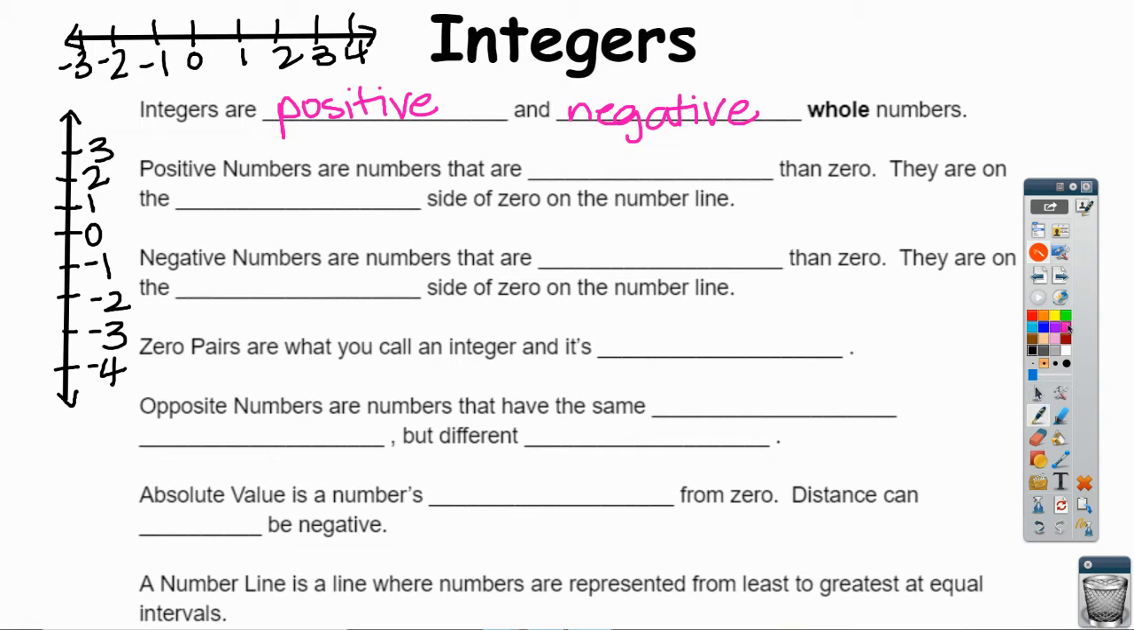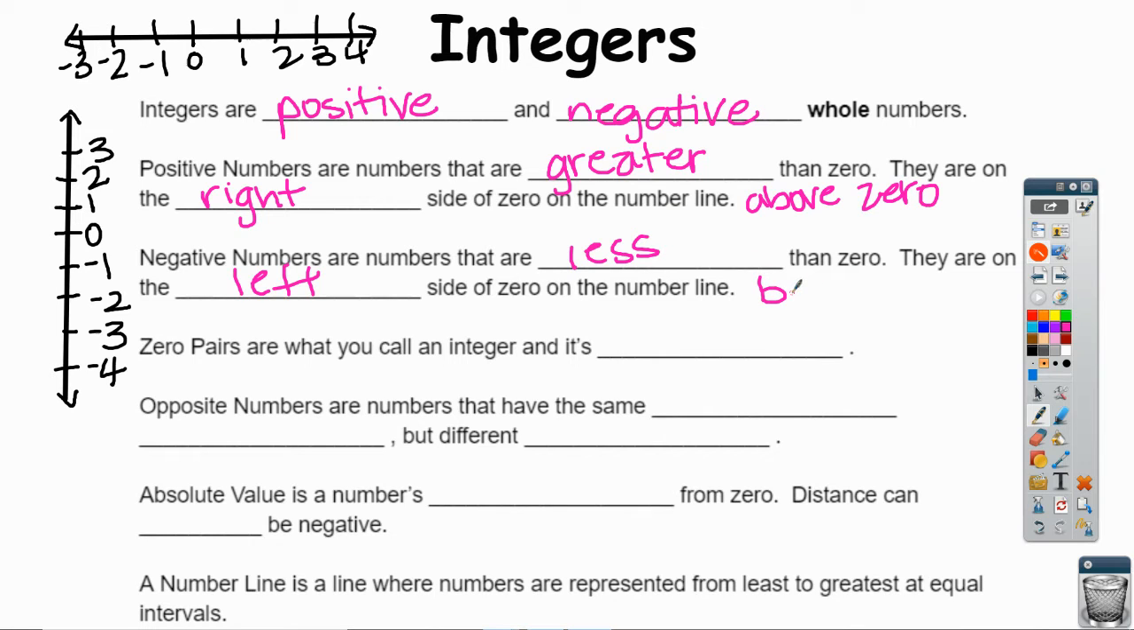So the positive numbers are the numbers that are greater than zero, okay? And they are on the right side of the number line if you have a horizontal number line, or they are above zero if you have a vertical number line. Next, negative numbers. The negative numbers are less than zero, and they are on the left side of zero on the number line or below zero on a vertical number line.